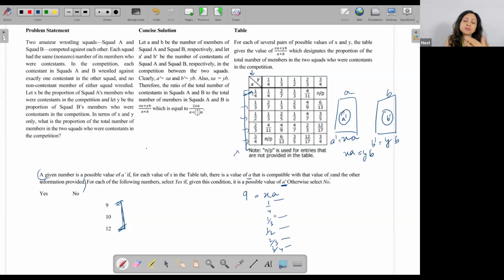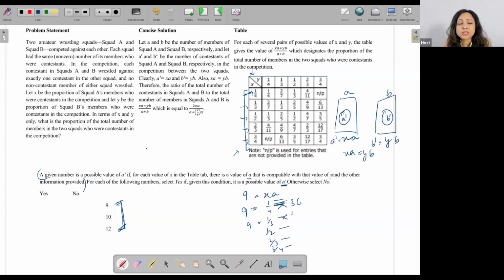And then for each of these values, there should be a possible value of A which is going to give me 9. For each of these values of X, there should be a possible value of A. Well, here there is no problem, right? I can easily get a 9 if my A is 36. What will my A be so that when I multiply it by 1 by 4, I'm going to get a 9? Of course, it'll just be 36. So this is possible.